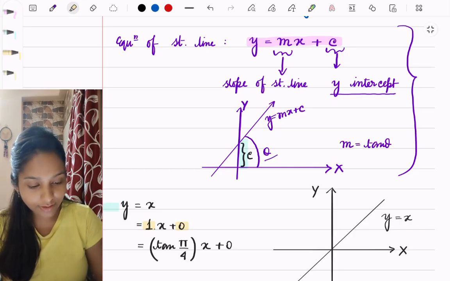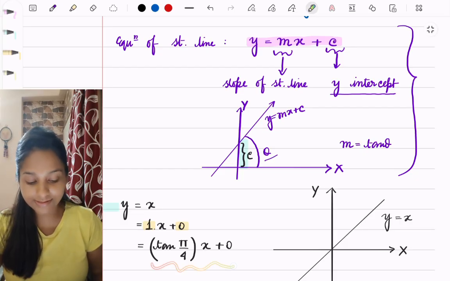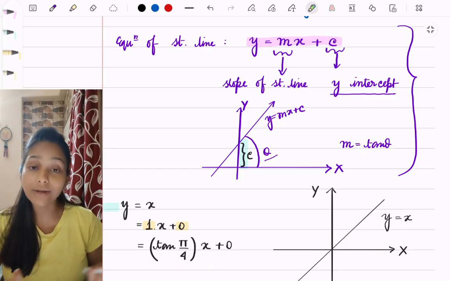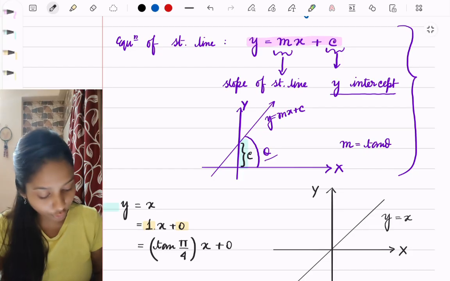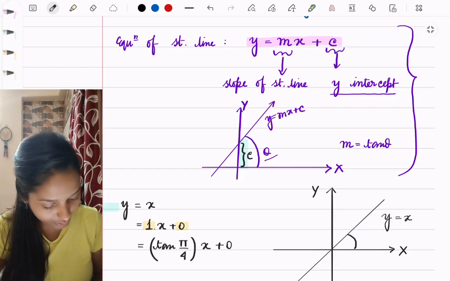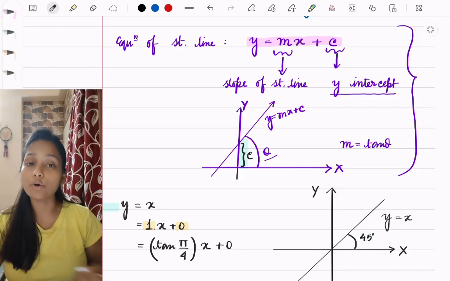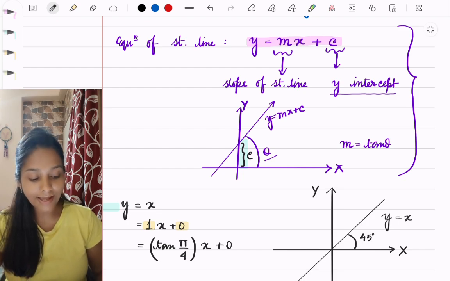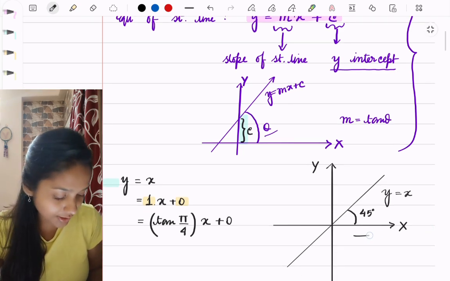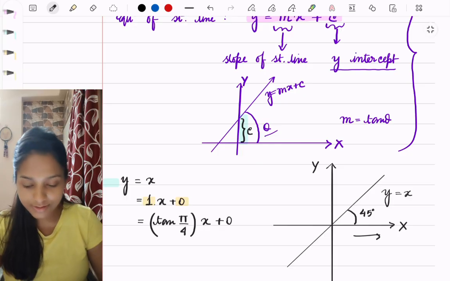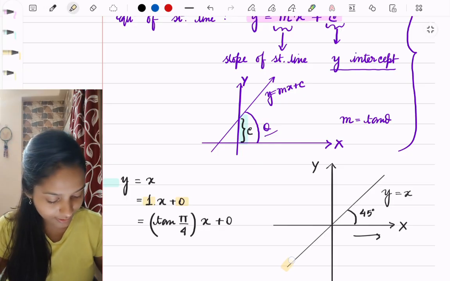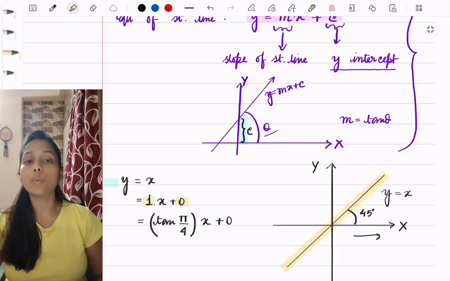So here we have this formula. The straight line or the identity function, which is y equals x, must make an angle of 45 degrees with the positive direction of the x-axis, which is this direction here, and it must cut the y-axis at 0. So this is our straight line. This one here is the straight line y equals x.